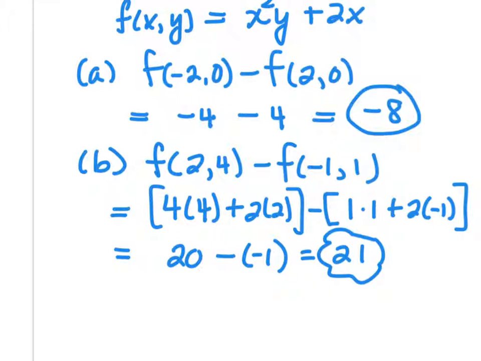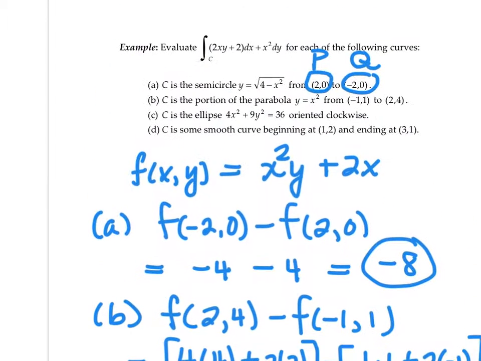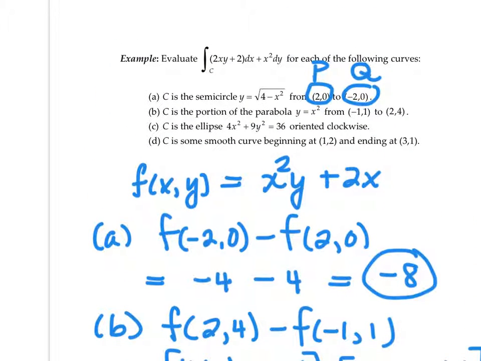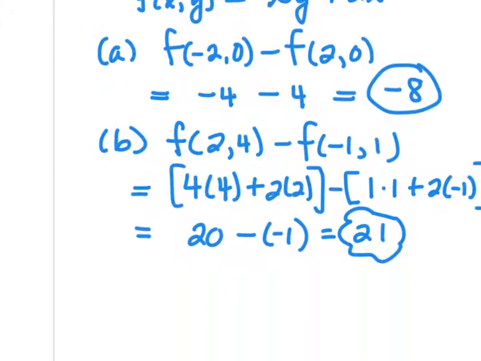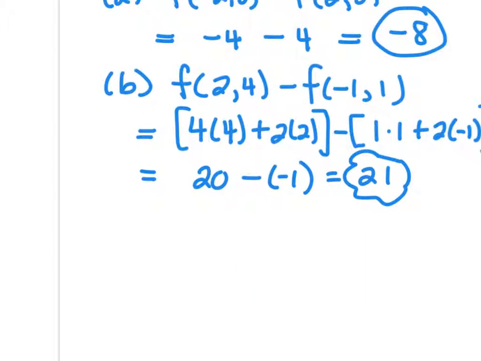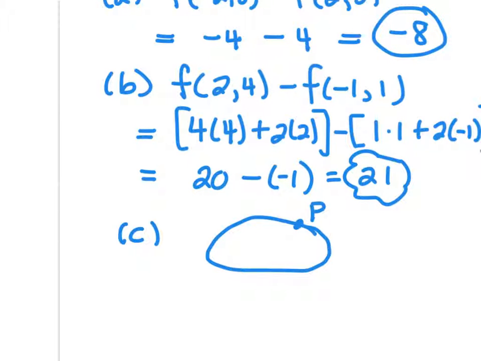Let's take a look at the next part. In this case, we're integrating over an ellipse. It says it's oriented clockwise, but that's really not going to make any difference. The thing that's important here is that the curve that we're integrating over is closed. Just pick some random point on the ellipse, call it P. You can think of it as beginning and ending at the same place. So the beginning point and the end point are the same.